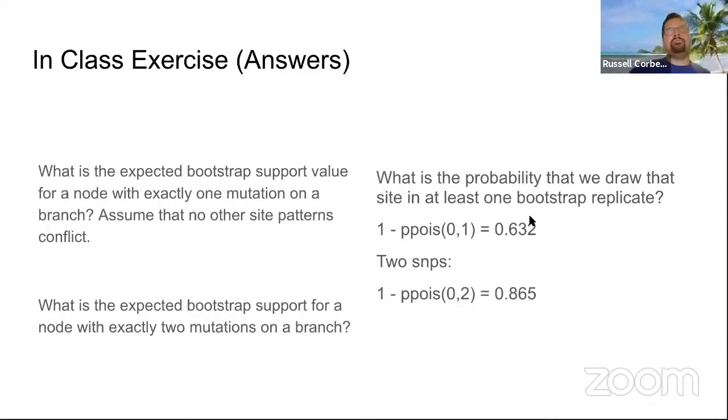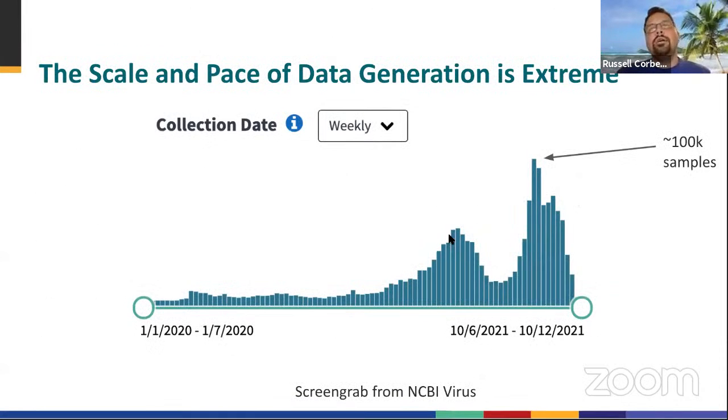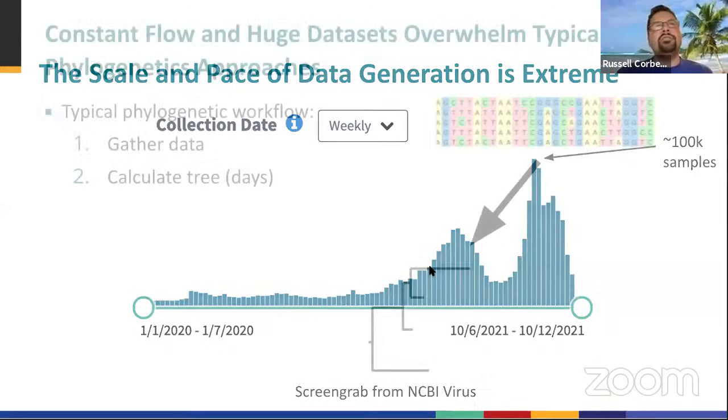The important point of this exercise is to show that when your branches really only have 1 or 2 mutations on them at the most, which is true of the vast majority of branches in SARS-CoV-2 phylogenies, typical bootstraps are not going to be very useful, because we typically throw out anything with less than, say, 90 or 95% support. And so you're going to have a lot of trouble generating high support values for these branches. So again, this is your problem. The scale and the pace of the data generation is extreme. We have so much data coming in all the time. You've got very, very short branches that link them because there's a gajillion samples.